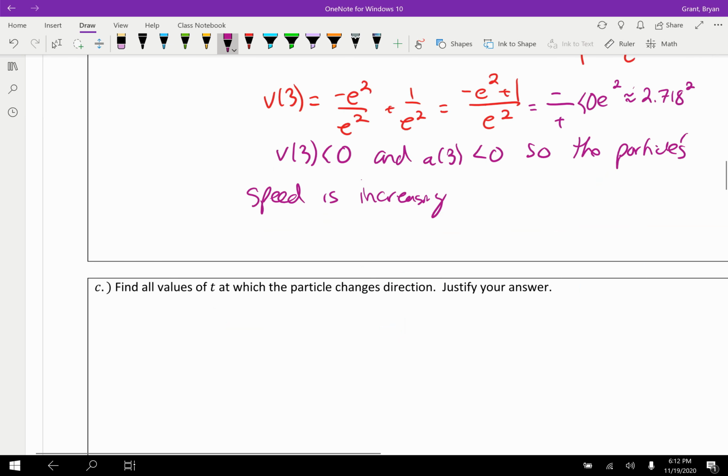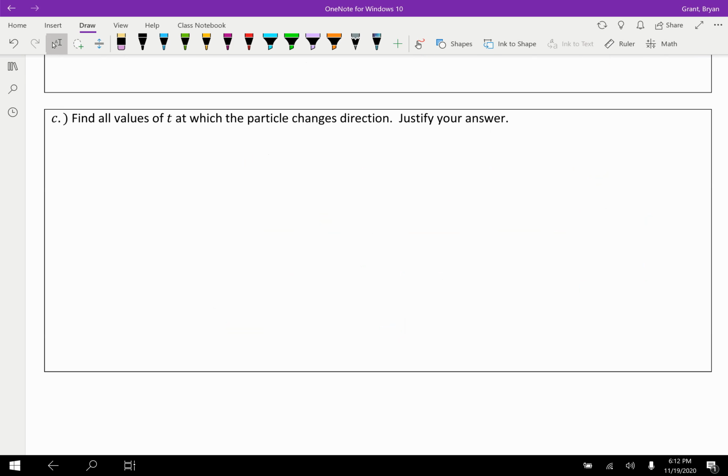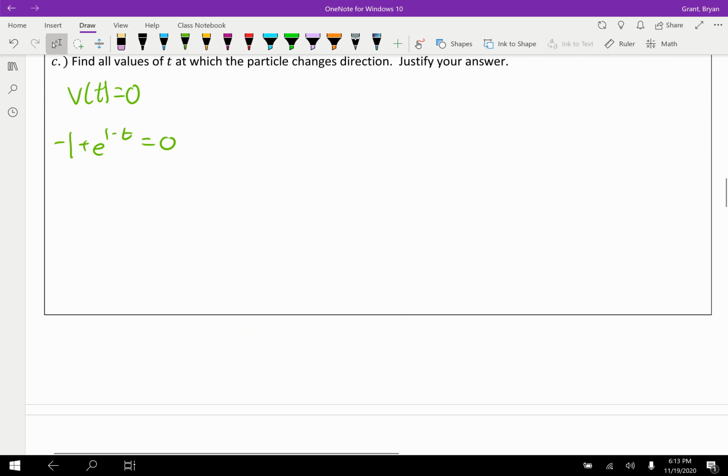Cool. All right, part C. Find all values of t at which the particle changes direction. Well, what controls the change of direction? What controls direction? That's velocity. So we need to start by setting velocity equal to 0. That was -1 plus e to the 1 minus t equal to 0. Now we get some algebra in here.